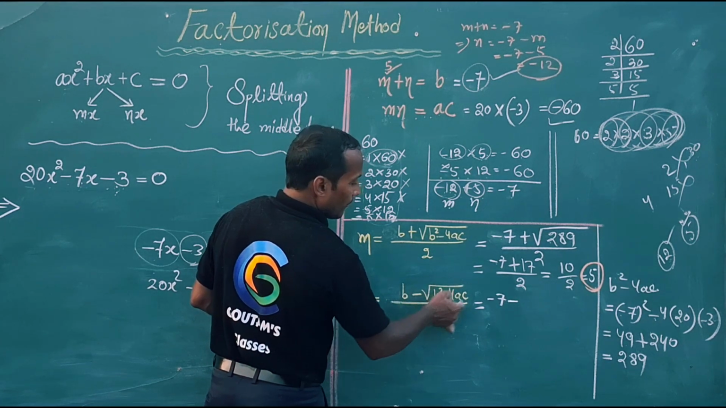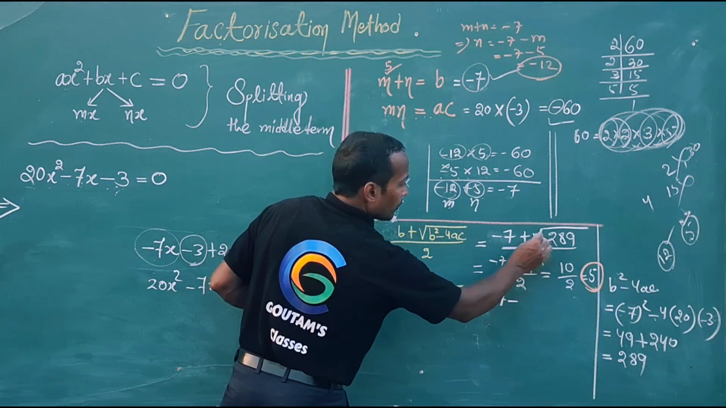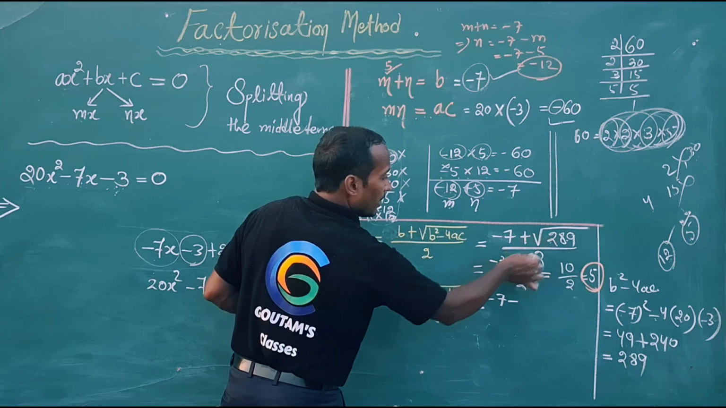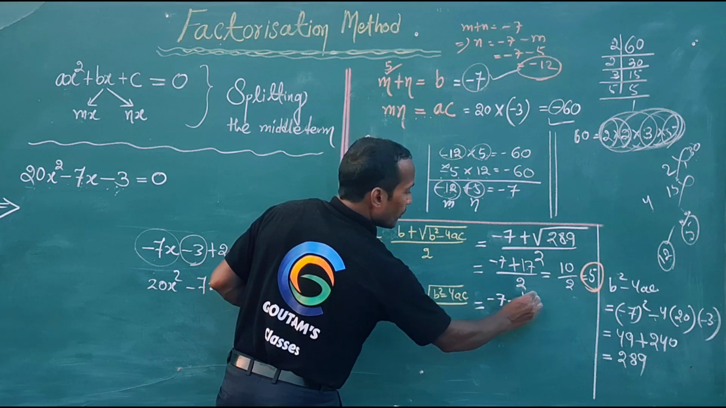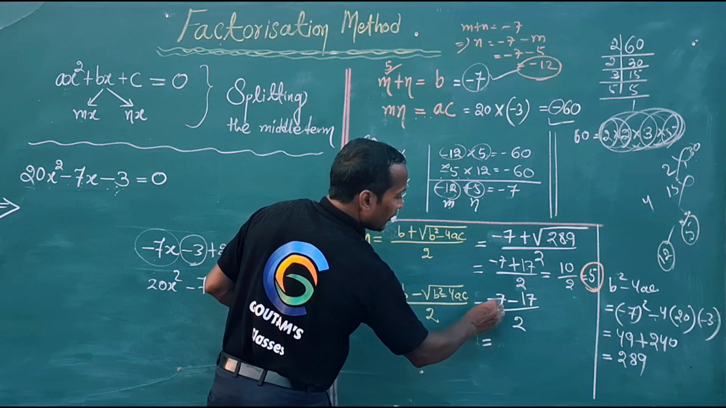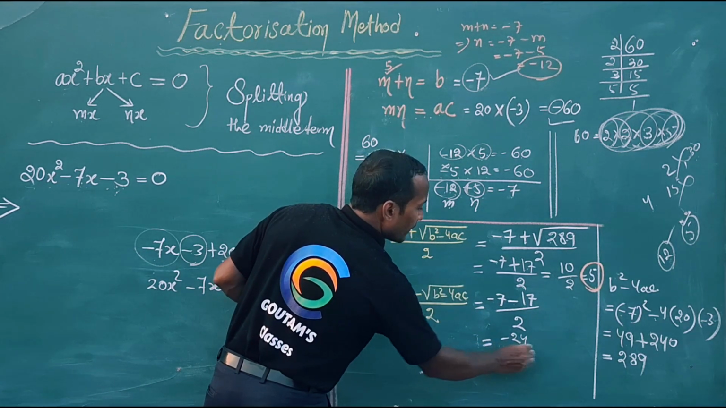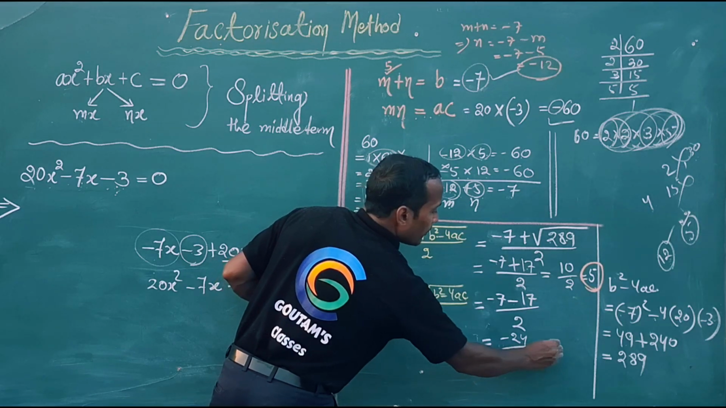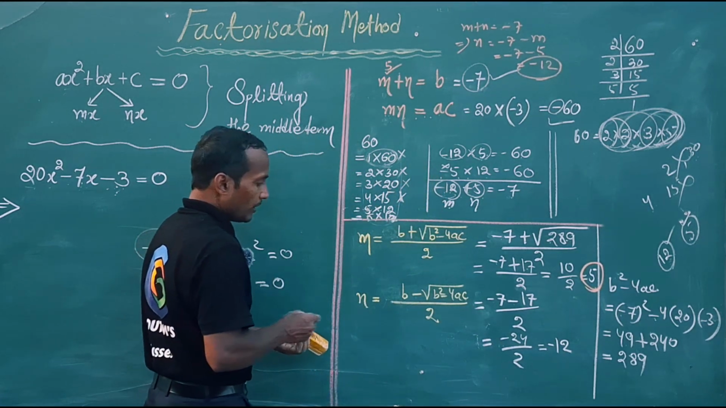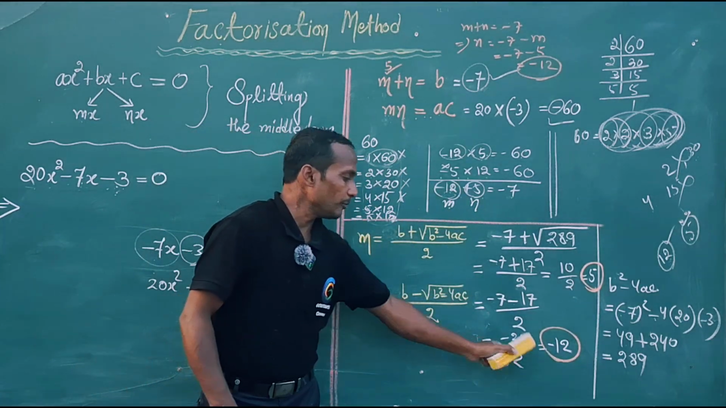And root b square minus 4ac, here also we have. The value of this, whatever we got here, just we will copy that. So root 289 was the value of root b square minus 4ac, and it came 17. So here just copy 17 and by 2. Now you have minus 7 minus 17. Minus 7 minus 17 is minus 24 by 2, which gives you minus 12. Okay, so here we have found the value of n. M is 5, n is minus 12.